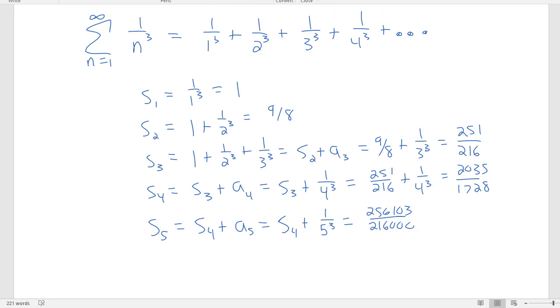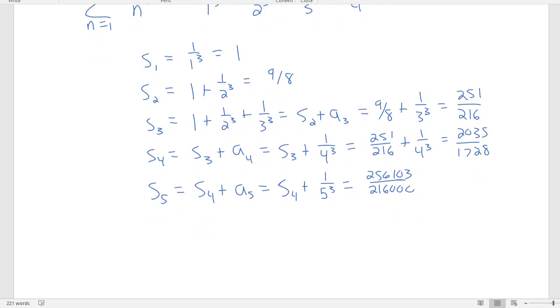Alright, so I'm back. So here is the sum of the first 5 terms. Here's my sequence of partial sums from S1 to S5. Now when I look at these numbers, here's 1, and then 9/8, and then 251 over 216, and then 2035 over 1728, and 256103 over 216000, and I used Wolfram Alpha to help me add those numbers and get exact values.